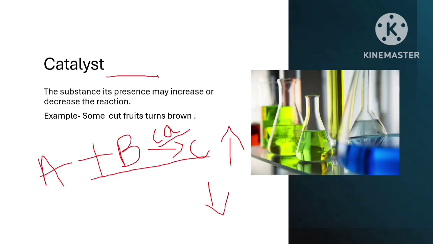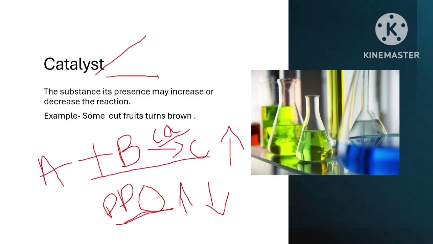Understood? For example, apple, right? After we cut it, after a few minutes it will turn brown, right? Why is it so? It is because after cutting, when we expose it to air, the oxygen from the air will react with the phenol compounds present in the apple. In the presence of PPO enzyme, the reaction of becoming brown will be more. Understood? Here, PPO enzyme will act as a catalyst.